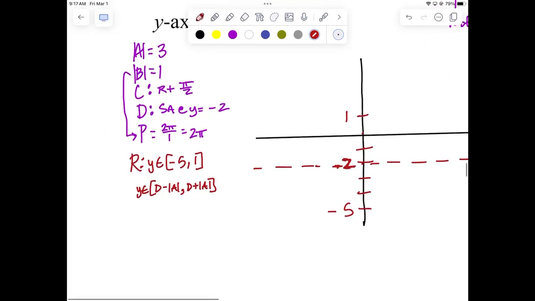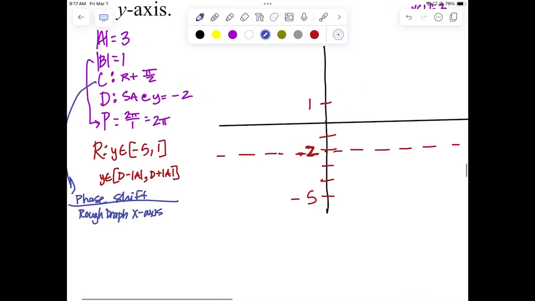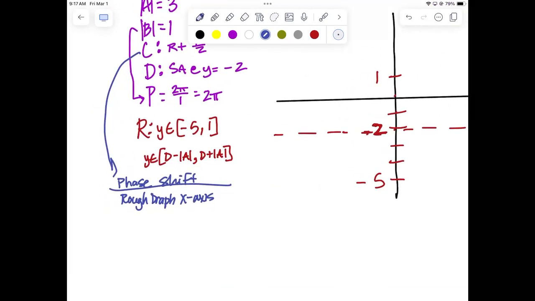Here's what we're going to do for our x-axis. Notice I have a phase shift. Whenever you have a phase shift, here's what you need to do. You need to make a rough draft x-axis. Here's why. Eventually, we're going to be shifting this thing over into values that are brand new. They're not critical values. So I don't want to see any values on the x-axis except the critical values. So here's what I'm going to do.